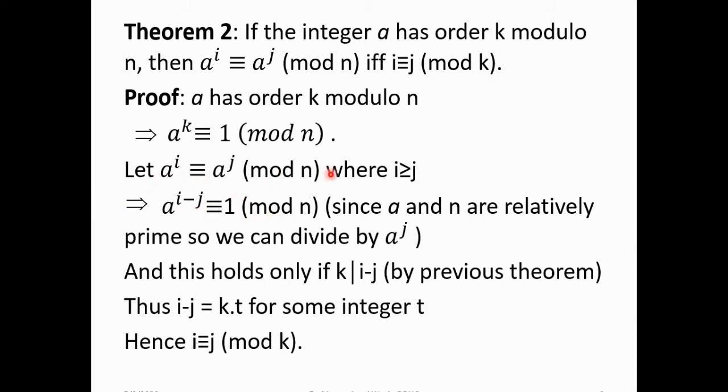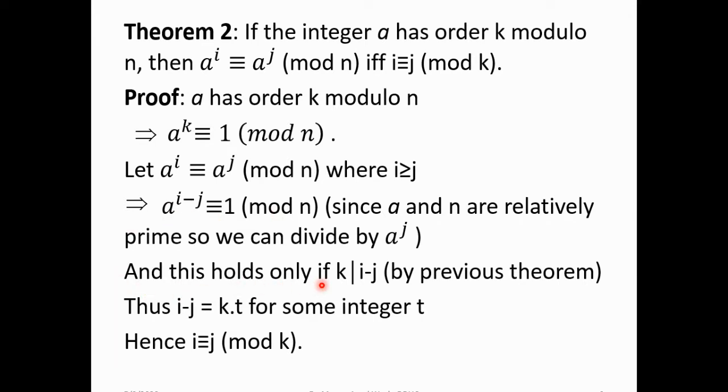I am dividing this by a to the power j, and I can do this because a and n are relatively prime. Here it is not given that a and n are relatively prime, but as we said earlier, whenever we are talking about the order of an integer modulo n, we have to suppose that a and n are relatively prime. So here also a and n are relatively prime. That means a to the power j and n will also be relatively prime, so I can divide this congruence by a to the power j. By dividing, we get this, and this holds only if k divides i minus j.